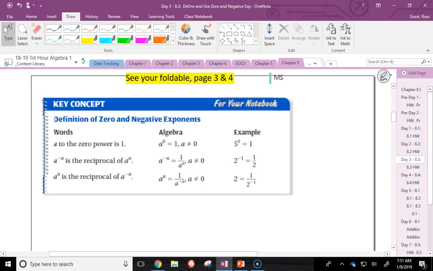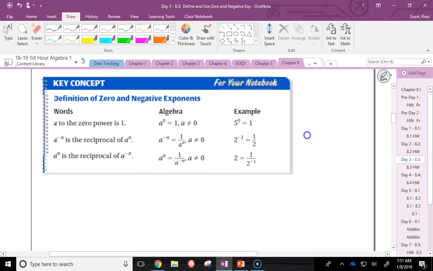A to the negative n, so any number to a negative exponent, is the reciprocal of a to the n. We looked at this yesterday real quick. I think it was Katie that asked about a negative exponent. So when we have a negative exponent, we're just going to make it a fraction. It ends up becoming the denominator, and it becomes positive. Once again, a cannot equal 0.